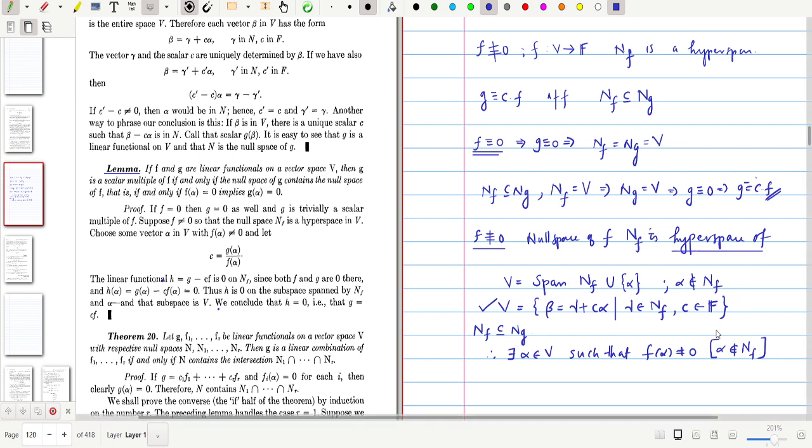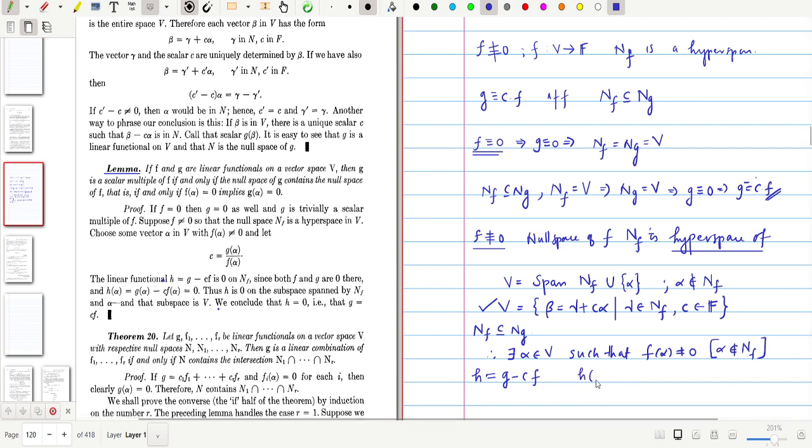So using this idea, if you choose any alpha from outside of NF, then every element of V can be written as gamma plus C alpha, where gamma is in NF and C belongs to F. From this you can easily prove that G is a scalar multiple of F. For that we define a new function h equal to G minus Cf, and we will prove that this h is identically 0. So first we evaluate h of beta.